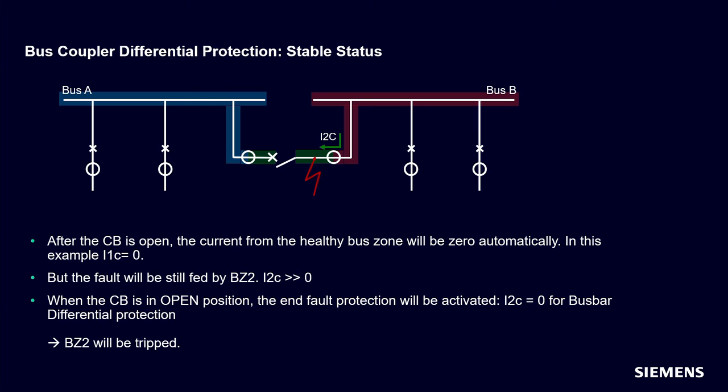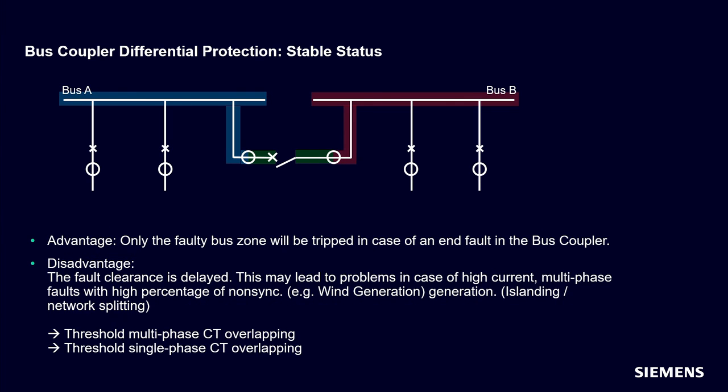And this is the moment where the end-fault protection becomes relevant. I hope you remember this scenario. For bus B, the fault looks like an external fault because it is behind the CT. As soon as the circuit breaker is detected as open, the end-fault protection becomes active and sets the current I2C to 0 for the busbar differential protection. This leads to a differential current and the selective bus zone 2 will be tripped. The advantage of the bus coupler differential protection in combination with end-fault protection is a selective tripping.